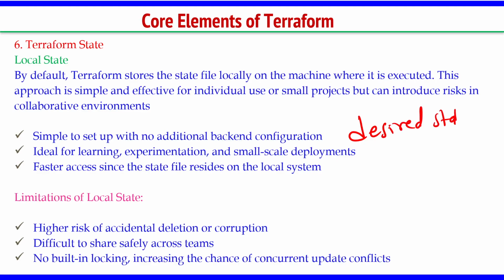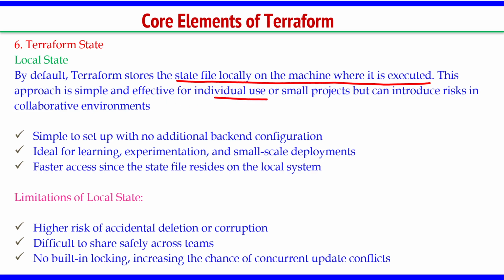What is state information? What do you mean by desired state? What is local state? Or basically, what is a Terraform state? State means the status, the current condition of that particular machine, right? So, the local state: by default, Terraform stores the state file locally on the machine where it is executed. Once I execute a script, it will generate a state file and store it. This approach is simple and effective for individual use or small projects.